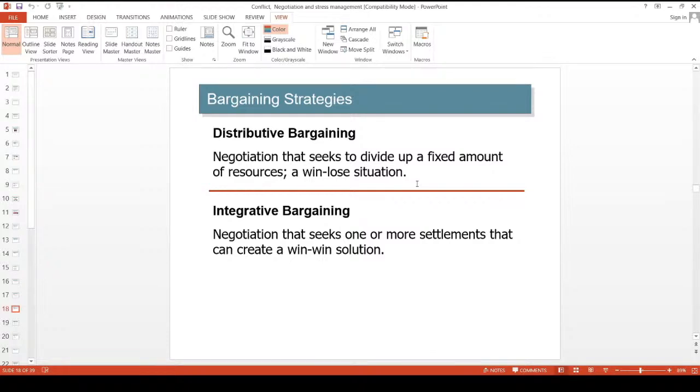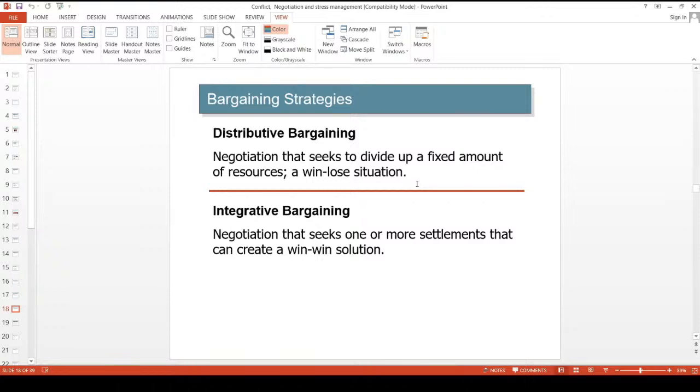Now it is the negotiation that seeks one or more settlements that can create a win-win situation. This is a situation in which, to some extent we will accept the viewpoint of one party, and to some extent we will accept the viewpoint of the other party. So that is the win-win situation. We do not completely reject the viewpoint of any party, but we will accept something of everything, on which both of the parties agree. So that situation is termed as the win-win situation.